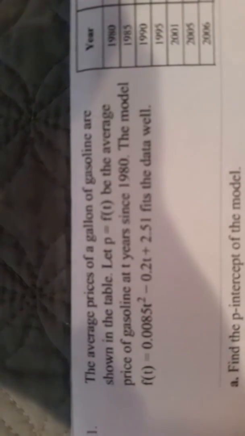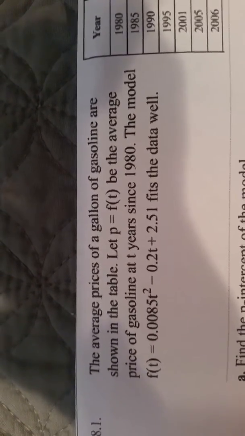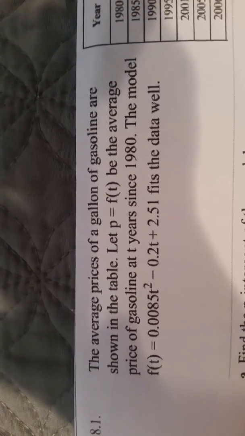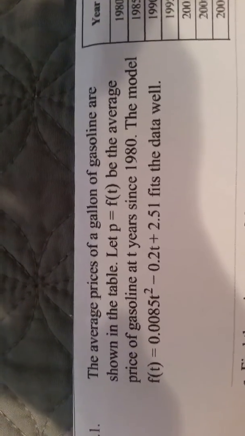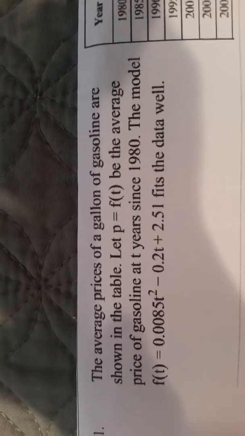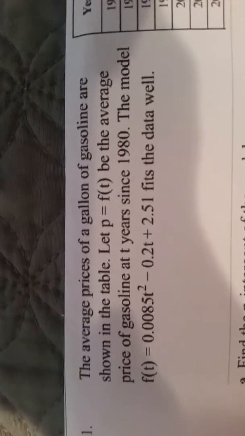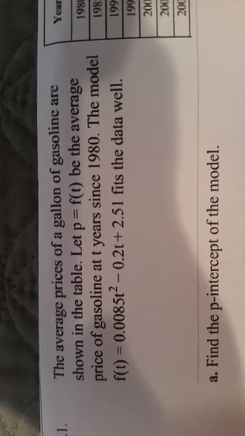So they first start off with the average prices of a gallon of gasoline shown in the table. Let P equals f of t be the average price of gasoline at t years since 1980. The model f of t equals 0.0085 t squared minus 0.2 t plus 2.51 fits the data well. So the first part is they want us to find the p-intercept of the model.